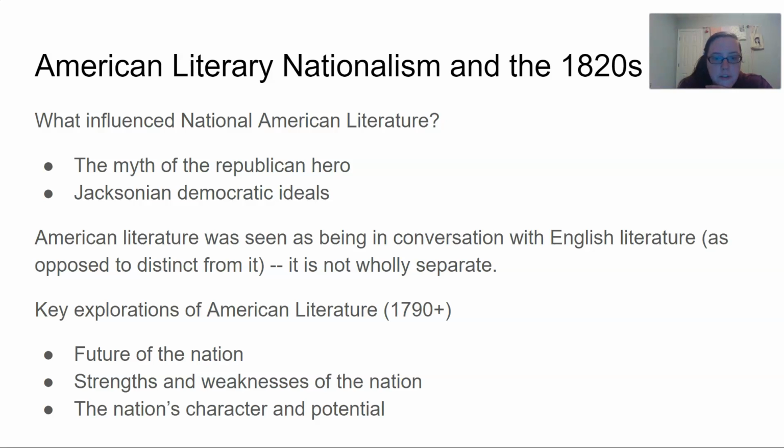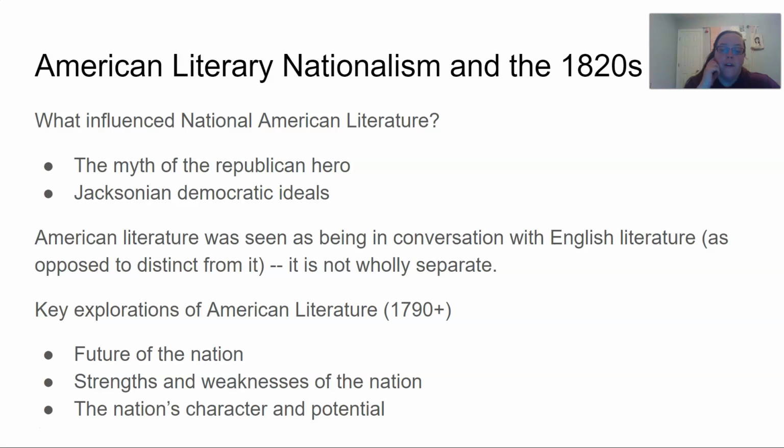Key explorations of American Lit, and again, this goes back to 1790: the future of the nation, what's going to happen. We're a brand new nation, who are we going to be, where are we going to be, who should we be? Questions like that. Strengths and weaknesses of the nation: what are we doing well, what are we doing not so well? Critiques, you'll see a lot of critique in the writing of this time period. A lot of the authors that we're going to be looking at had major critiques of what was going on.